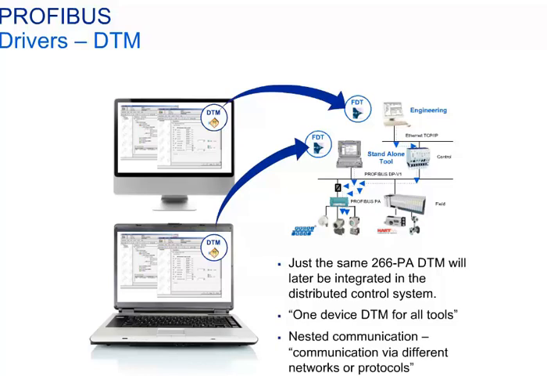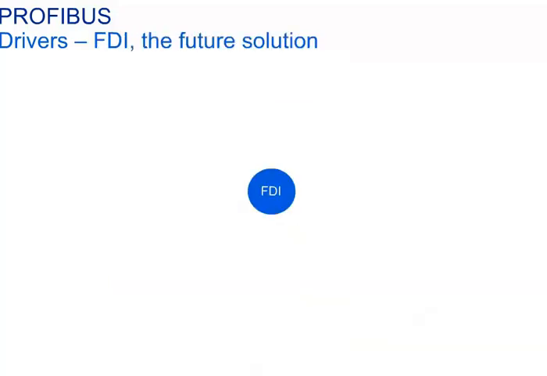As you can see in the structure of the topology, nested communication means communication via different networks or protocols.